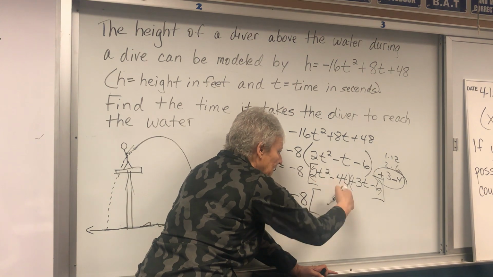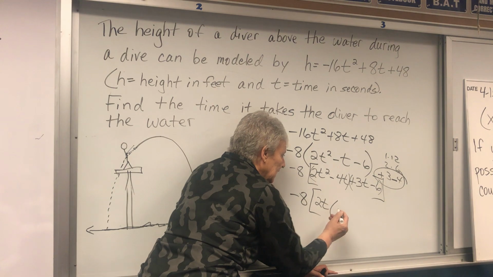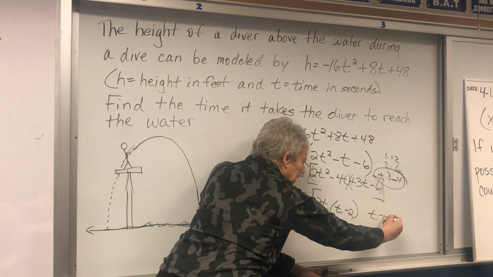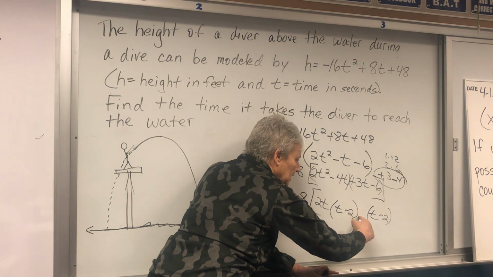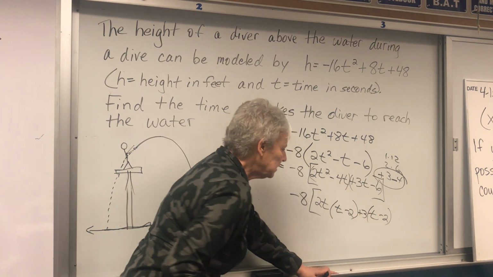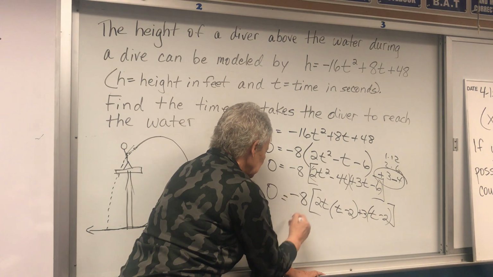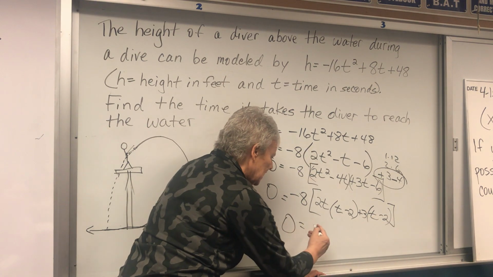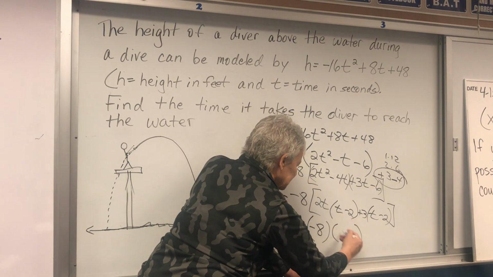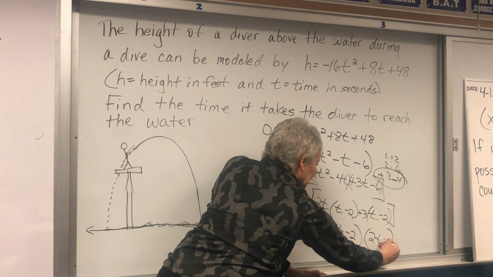-8. What can we factor out? 2t, t minus 2, t minus 2, plus 3. Okay, it works now. Final answer: 0 equals -8, t minus 2, and 2t plus 3.